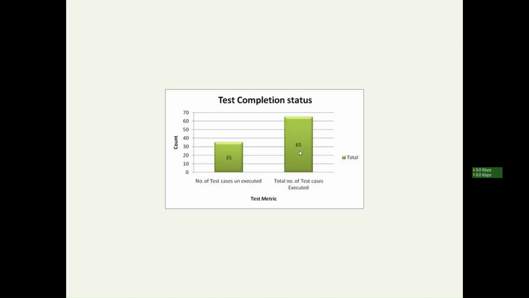Okay, so like that we gather some metrics, like the total number of test cases executed and the total number of test cases not executed. I have 70 test cases, in this 65 test cases executed and 5 not executed. Like that, we gather some metrics, draw them in a diagram and circulate them in the test summary report or a test result report. Okay.